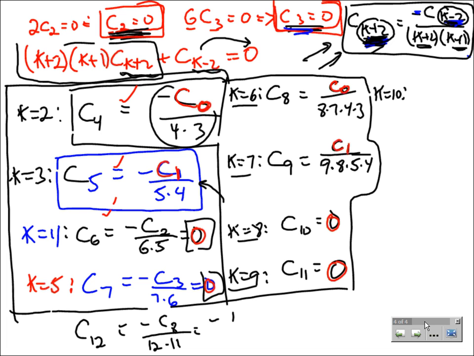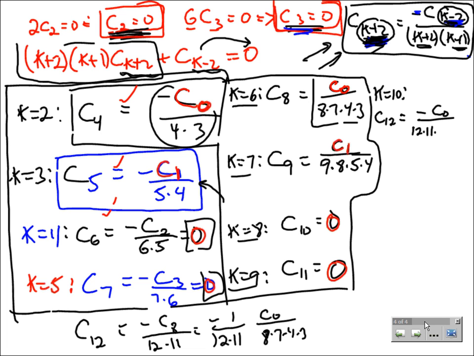So it's negative 1 over 12 times 11 times c sub 8. The c sub 8 is right there. It's c0 over 8 times 7 times 4 times 3. We have that c sub 12 is negative 1 times c0 over 12 times 11 times 8 times 7 times 4 times 3. That is c sub 12. And that occurred when k was 10.